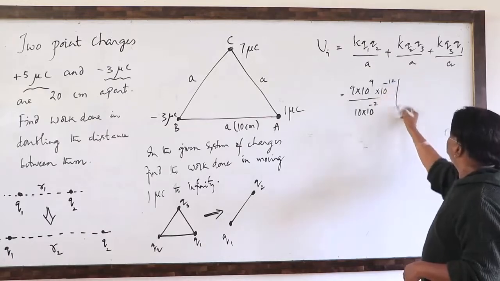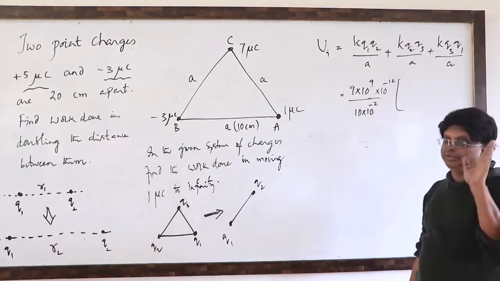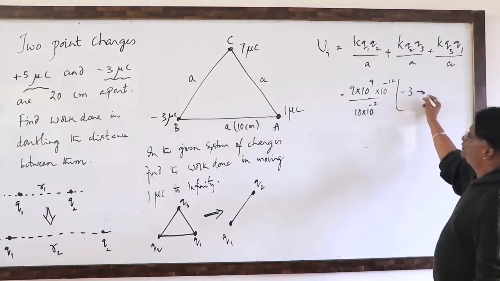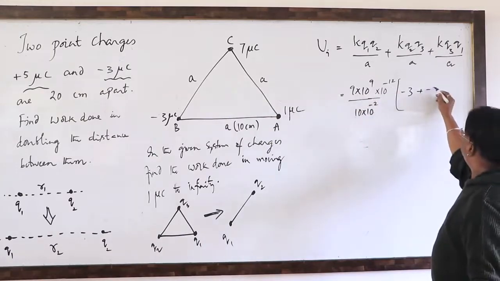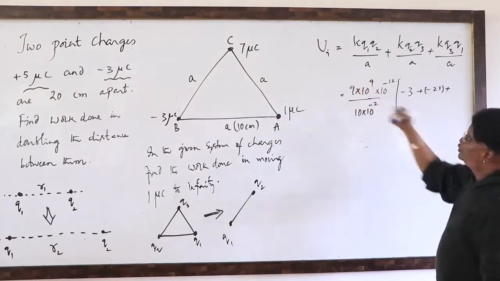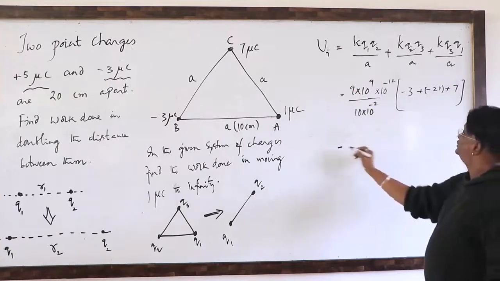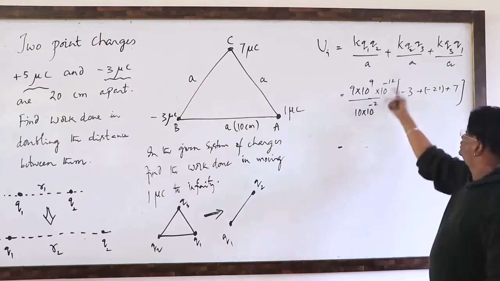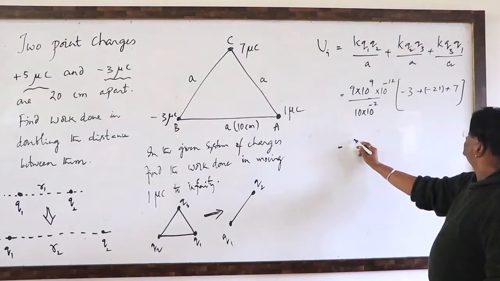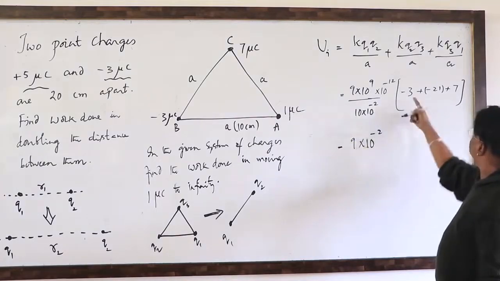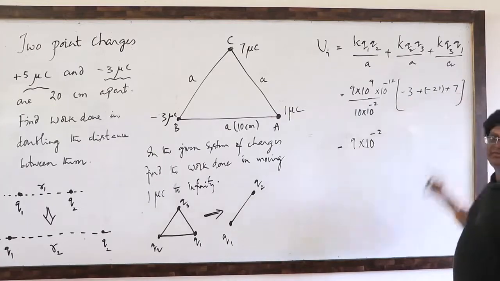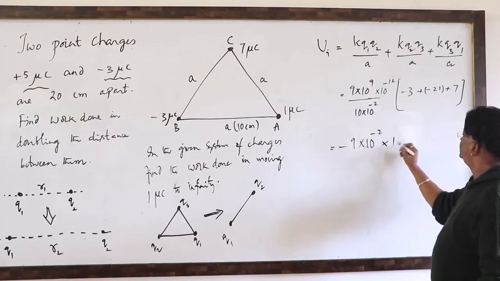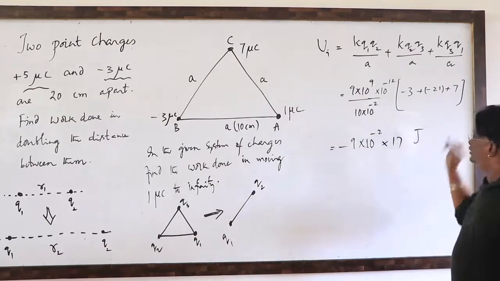10 raised minus 12. So with sign, what is that? 1 into minus 3. Therefore this is minus 3 plus minus 3 into 7, minus 21 plus 7 into 1, 7. Therefore this is 9 into 10 raised minus 2. And all these things you see here, 24 and 7, 24 and 7, and 17. This is minus here. Yes, and these many joules that you write.